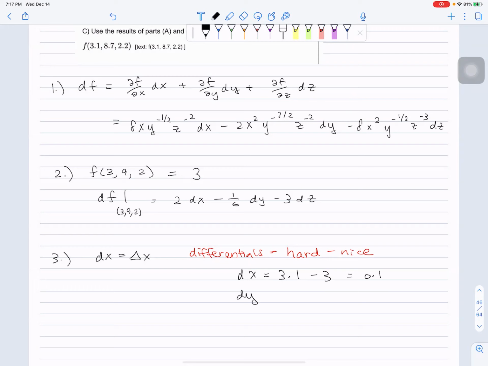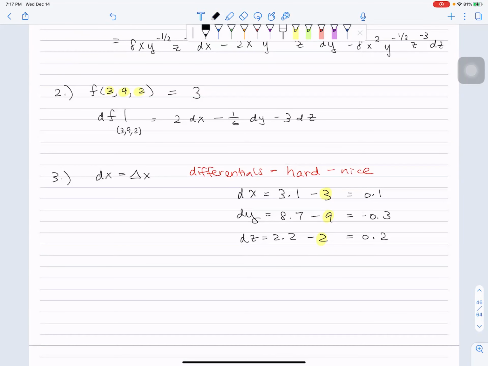I can do the same with y. Y, the hard number is 8.7. A number that's closer to it is 9. So I get -0.3. And dz is 2.2, but a closer number to it is 2. You get 0.2. And you see that these nice numbers that I chose, they kind of hinted at those nice numbers in part B.